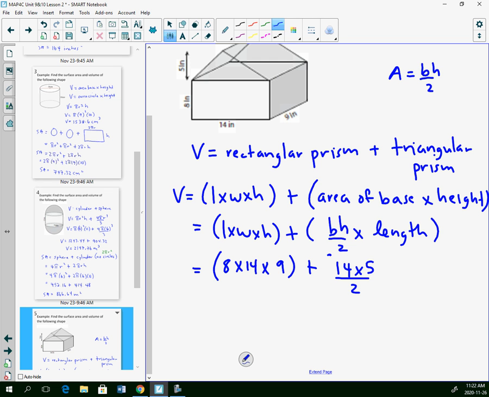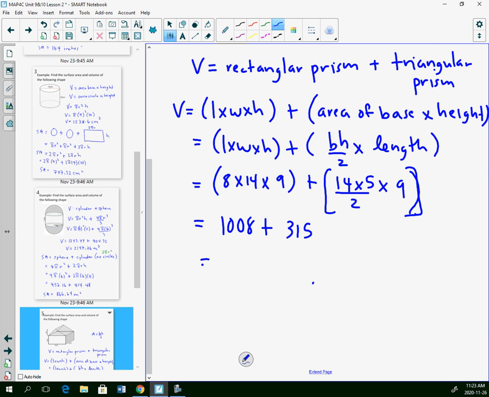So there's my triangle. And then the length of the building is 9. So we get 1,008 for the rectangular prism, and then we get 315 for the triangular prism. Add that up, and it's 1323. Okay, so that's pretty straightforward.